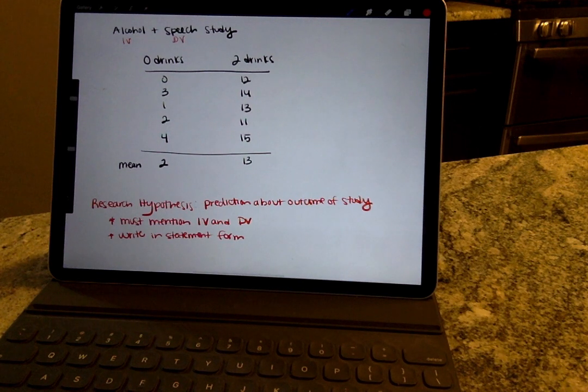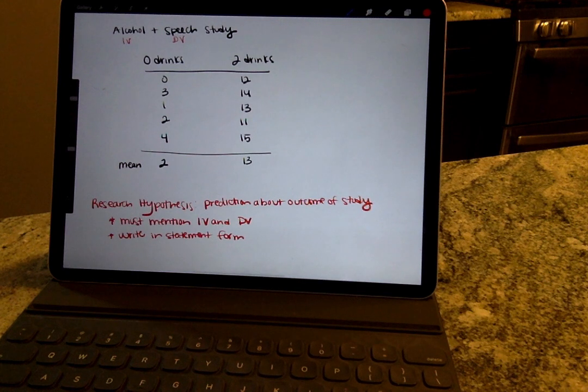All right, so hopefully you've thought of something. So I'm just going to talk out loud about some of the different ways that we could make predictions about this study, and then I'm going to write what I think is a good sample. All right, so we might say something like people who drink 2 drinks will make more mistakes than people who have no drinks. All right, reasonable prediction.